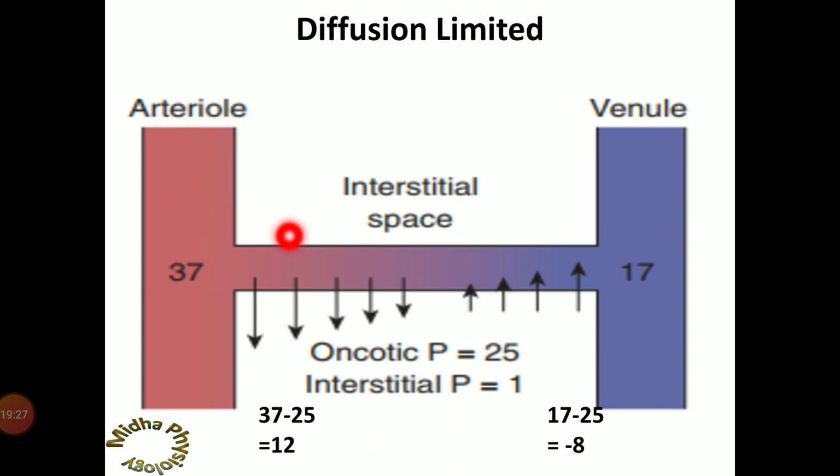Here in the arterial end of the capillary, the hydrostatic pressure is 37 millimeters of mercury, and the osmotic pressure inside the blood of the capillary is 25. So the force favoring filtration at this arteriolar end is around 12 millimeters of mercury. Now the blood going from the arteriole into the capillary contains oxygenated blood with lots of nutrients. So this oxygen as well as lots of nutrients would start to diffuse out into the tissue space.